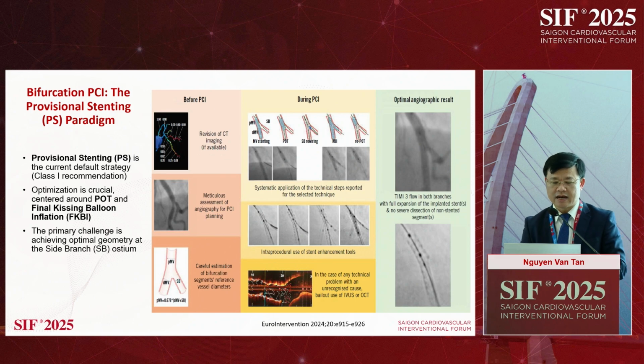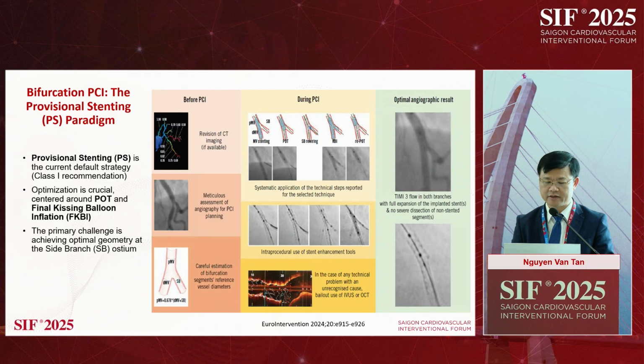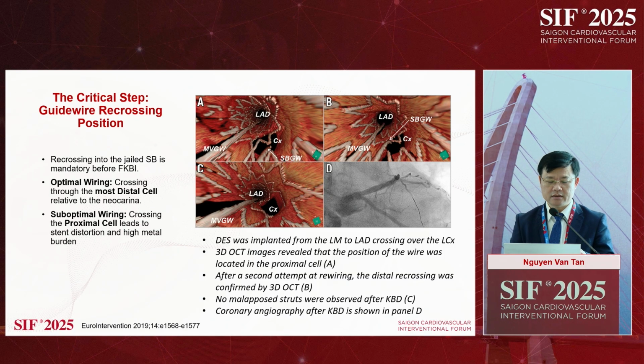So now bifurcation PCI with main vessel stenting first is the current default strategy, with the latest recommendations and optimization centered around POT and final kissing balloon inflation. The primary challenge is achieving optimal geometry at the side branch ostium. Re-crossing into the side branch is mandatory before final kissing balloon. Optimal wiring re-crosses through the most distal cell relative to the neocarina, and suboptimal wiring re-crosses through the proximal cell, related to cell distortion and high metal burden. It's a real problem after stenting in the main branch.